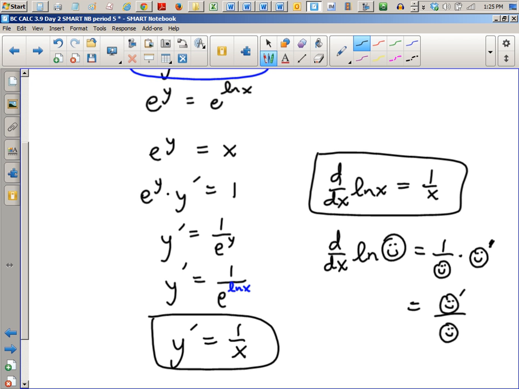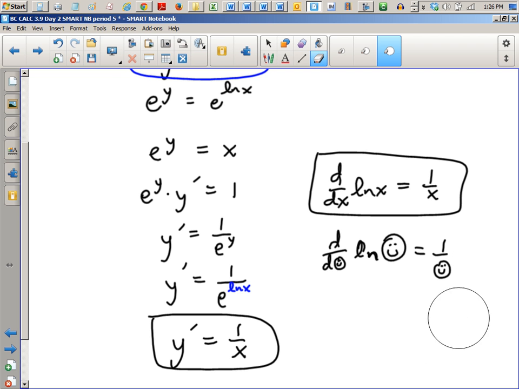I don't think I answered your question. What's your question? Wouldn't the x in d over dx also be a happy face? No. If it was d d happy face of ln happy face, then I would just do 1 over happy face, and the chain rule wouldn't be necessary. It's when these disagree, right? When this is something different from what you have in your argument, that's when you need the chain rule. So this would be times happy face prime.